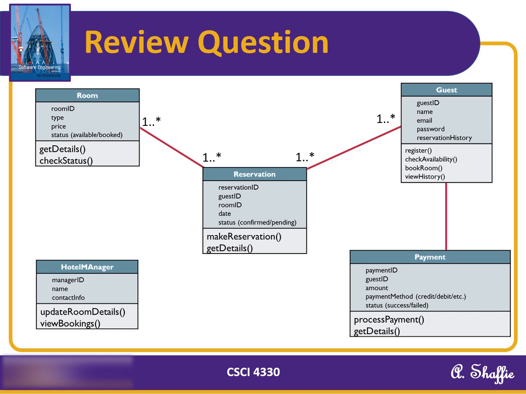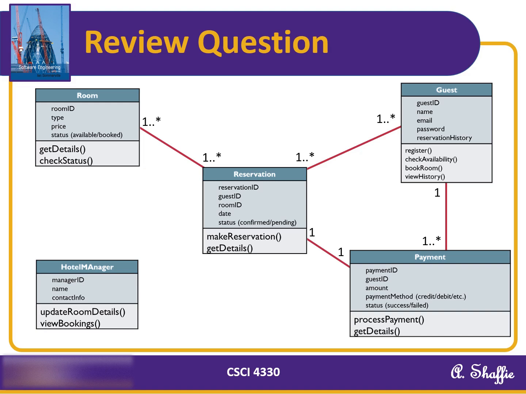The connection between the guest and payment. I consider it a one to many association, as a single guest can make multiple payments, but each payment is linked to only one guest. Moving to the link between reservation and payment, I view this as a one-to-one association, where each payment corresponds to a single reservation and each reservation has one payment.